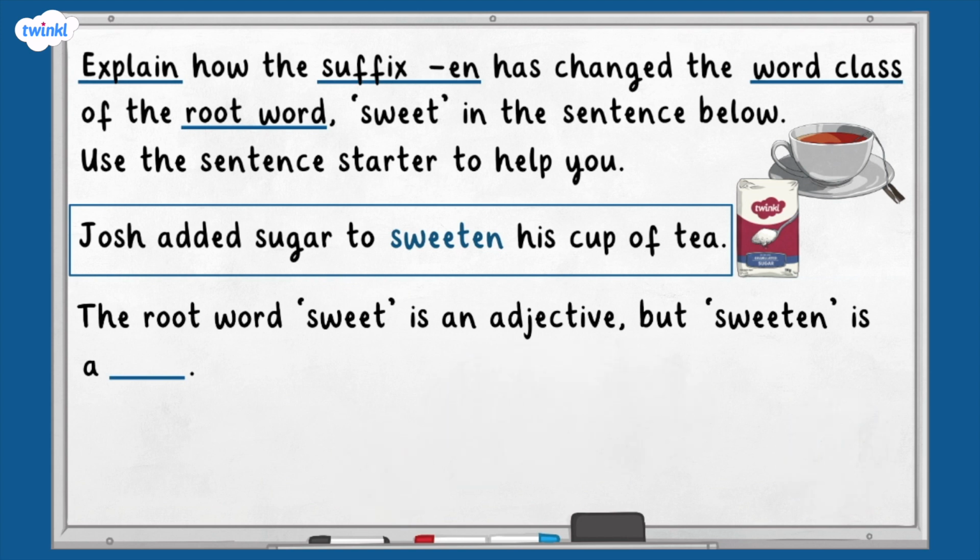Are you ready? Great. The word sweeten is a verb in the sentence, as Josh did the action to his cup of tea to make it sweet. The suffix en has changed the root word sweet from an adjective to a verb. Well done if you got that right. You should now have a much better understanding of how suffixes can change nouns and adjectives into verbs.